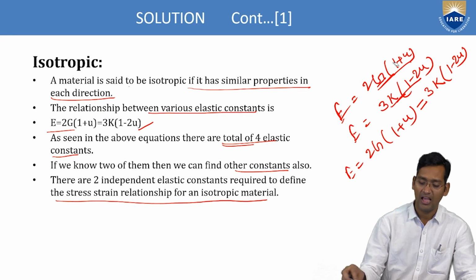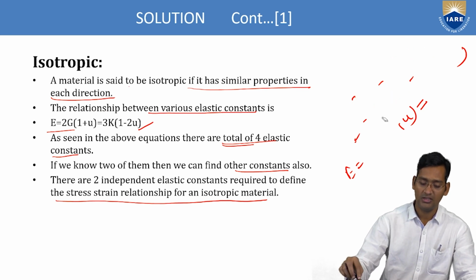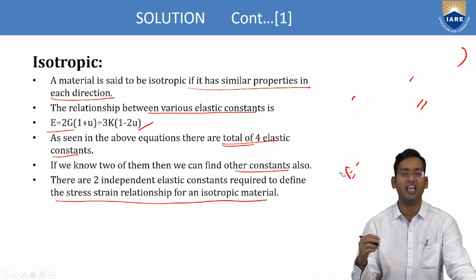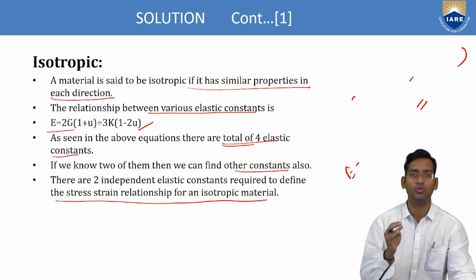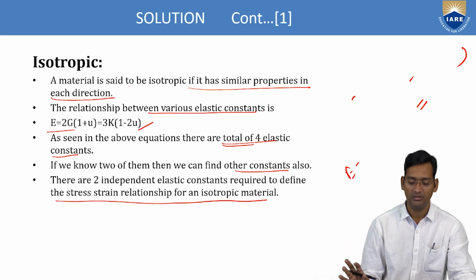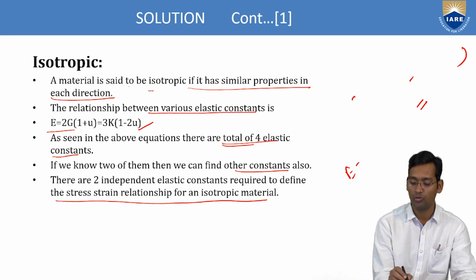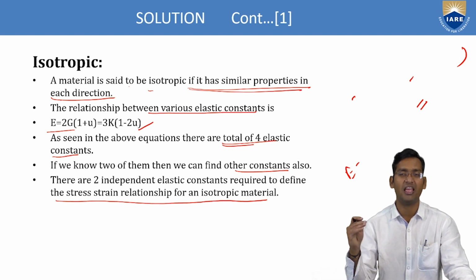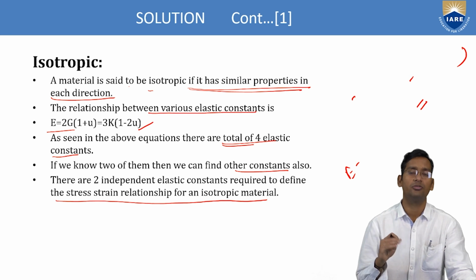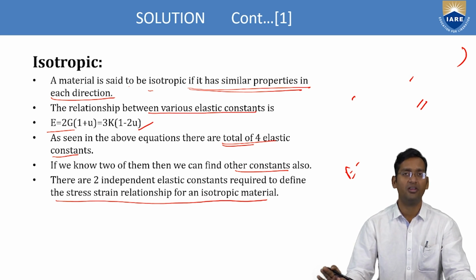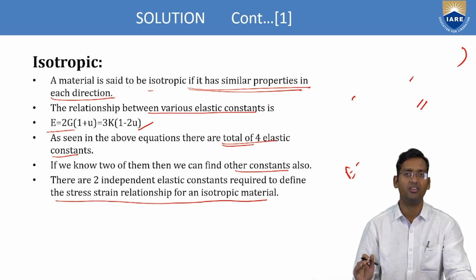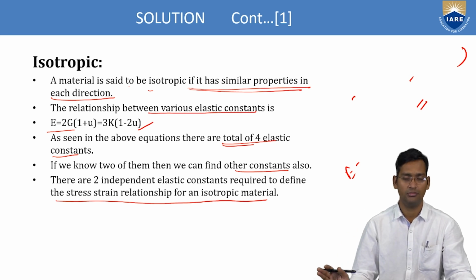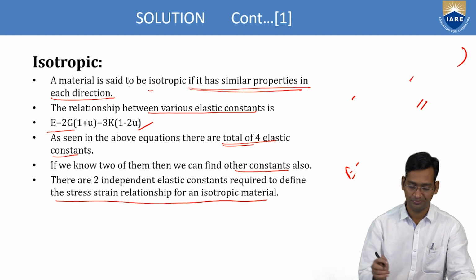The next was isotropic, right? So isotropic means what? It has a similar property in each direction. Whatever the property is in the x direction, the same should be in the y direction and in the z direction also. So a material is said to be isotropic if it has similar property in each direction. Similarly, for y and for z also, the property should be similar to the other directions.